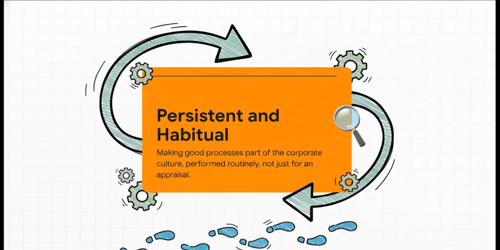And the 2 key words here are persistent and habitual. The ultimate goal is to make these good processes part of your company's DNA. They become muscle memory. It's just how we do things around here. It's not something you do to cram for an appraisal. It's something you do because it's the best way to work. That's when you know the change is real.